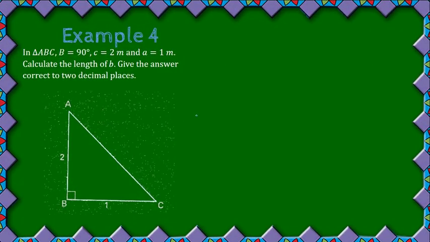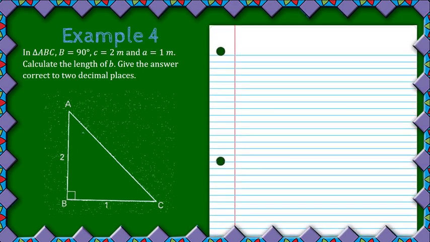Now for example 4, we need to find AC, and that's the hypotenuse side. We're given that C is 2, A is 1, and we need to find B. Right, so if I write that down, B squared is equal to A squared plus C squared, and the reason is Pythagoras. And then I substitute in my values.